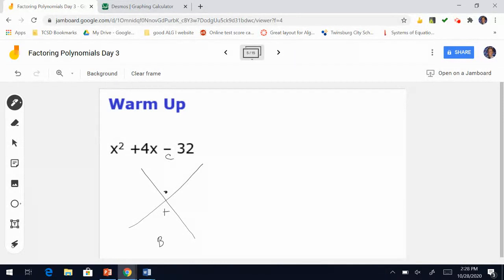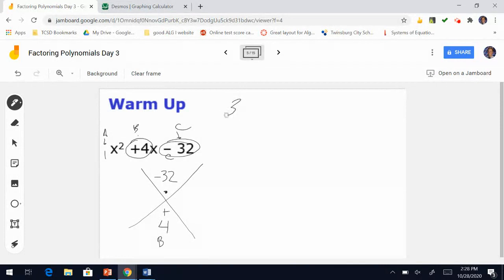What is my C term? It's negative 32. That's my constant. It's right here. So they multiply to negative 32 and add to that B term. Again, the A term that's going to change today is 1. My B term is the coefficient for the linear term, which is the X term. And then my constant is my C. All right? So what 2 values multiply to negative 32 and add to 4?